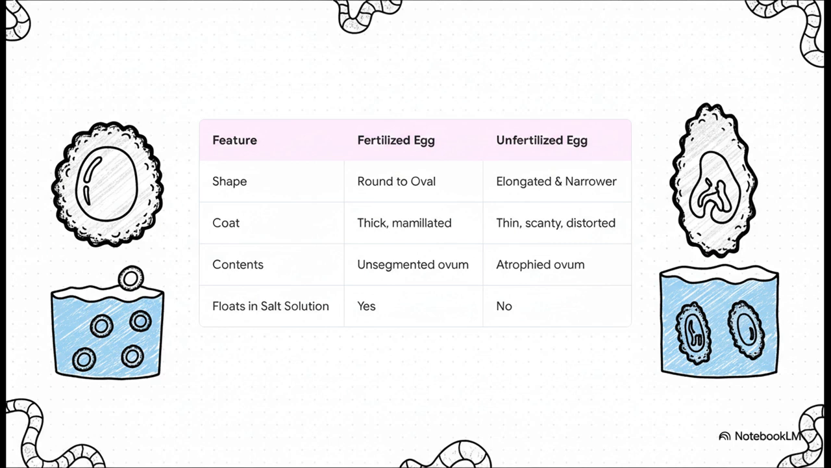Now for the crucial viva point. If you put these in a salt solution, the fertilized egg floats, but the unfertilized one sinks. That is a game changer for diagnosis in the lab.